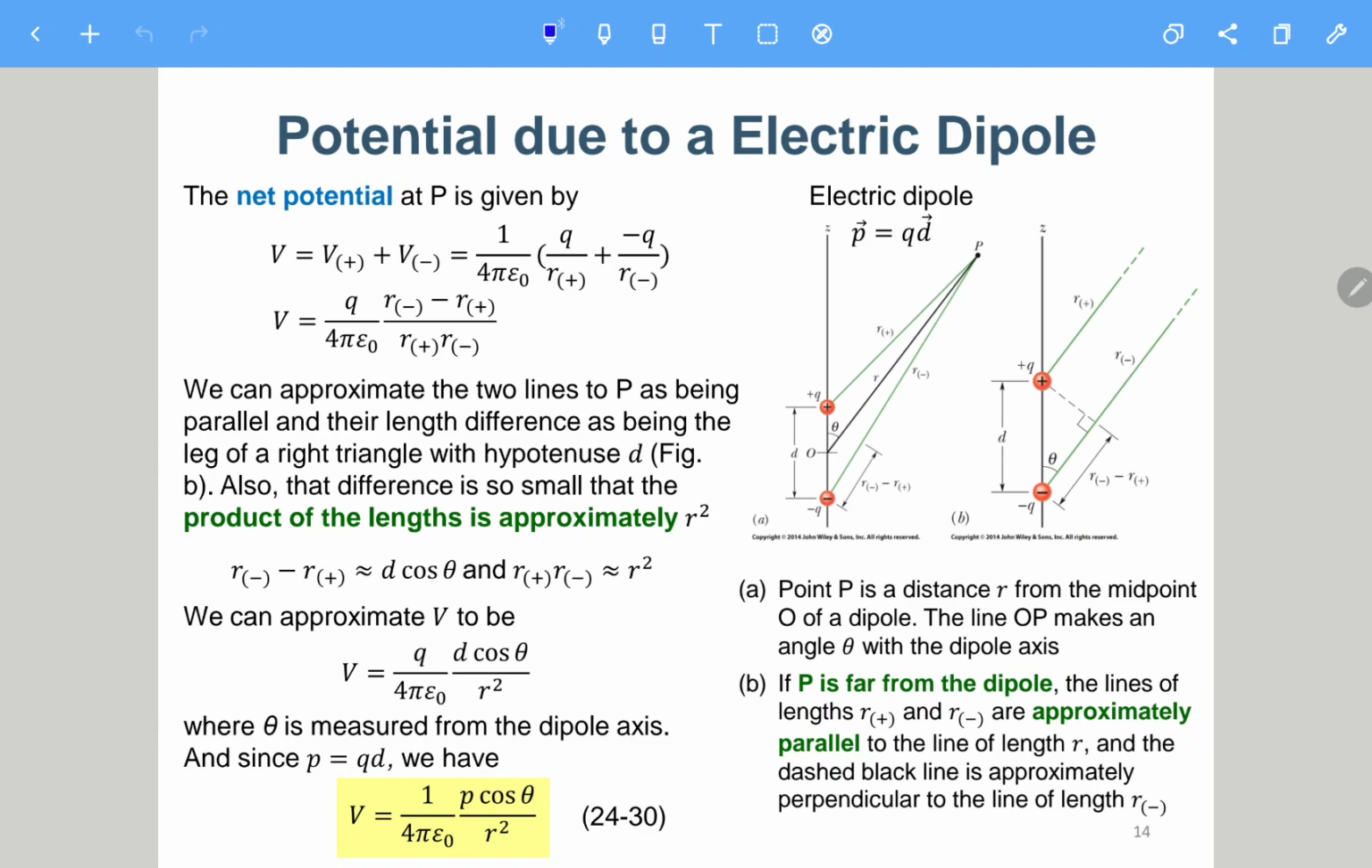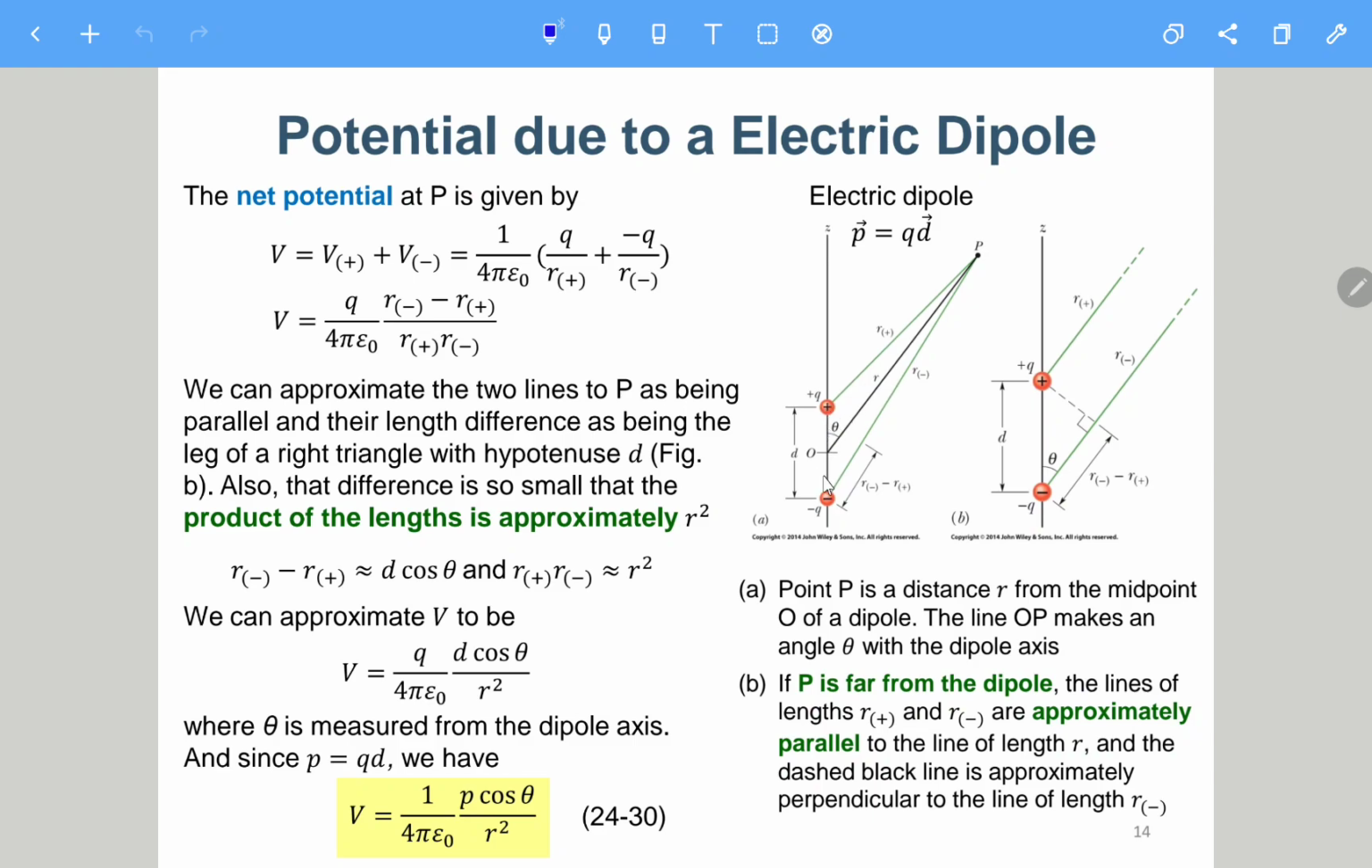Okay, so next we have another case called potential due to an electric dipole. In chapter 22, we already derived the electric field due to an electric dipole along the z-axis only. At that time, when we calculated the E field generated by the electric dipole, we could only come up with the expression on the z-axis. But here, this is not the case. We can actually come up with the expression in the whole space. Let's see how we can do that.